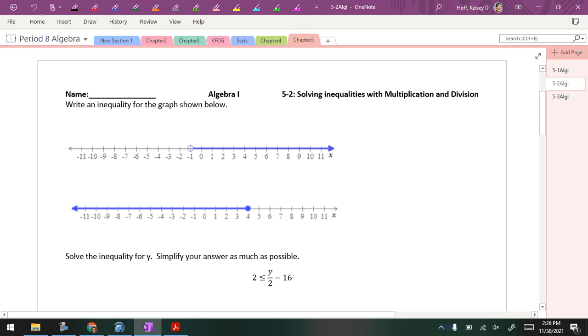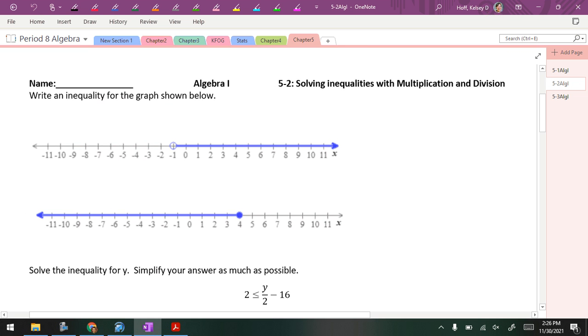You practiced this yesterday. Take a minute to write both inequalities for those two graphs at the top. I don't care what letter you use. Oh, it looks like they want you to use X. Write an inequality that could be represented with that shading.